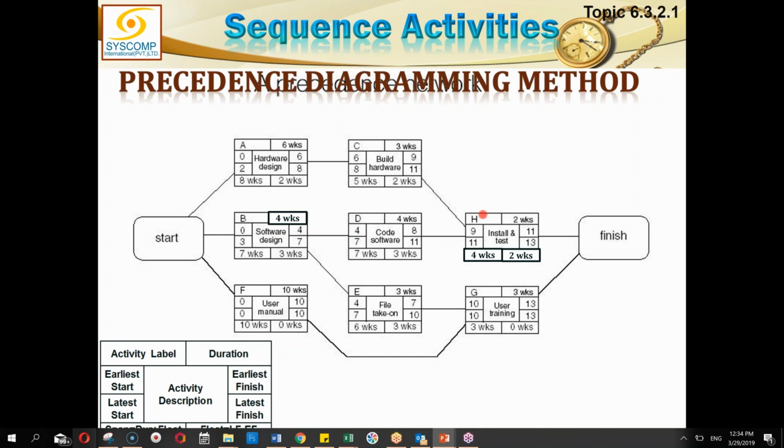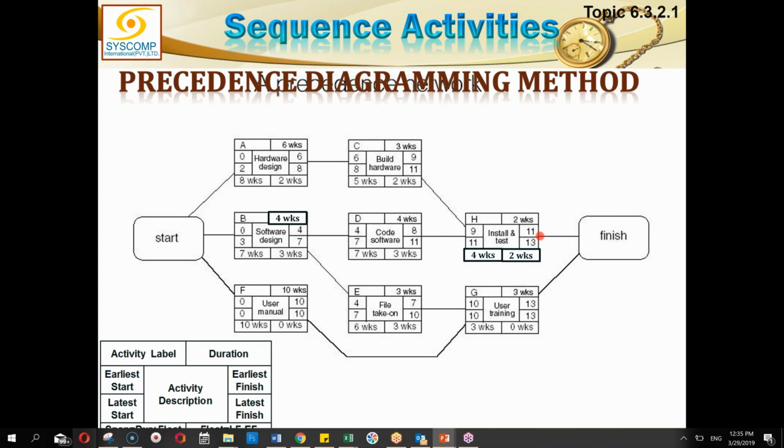Let's talk about H. Now H cannot start until and unless C and D both have finished. C is finishing on the 9th week and D is finishing on the 8th week. But because it is an AND condition, I have to wait for the later date. So the 9th week is the earliest I can start H. No matter that D has finished on the 8th week, I still have to wait another week for C to finish, so that both conditions are fulfilled and H can be started. So H could be started earliest on the 9th week. It will take 2 weeks, so H will finish on the 11th week.